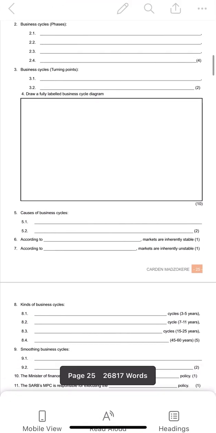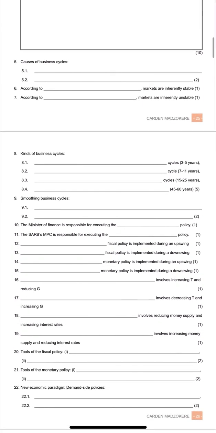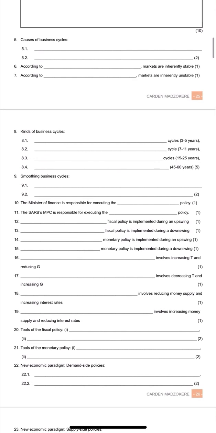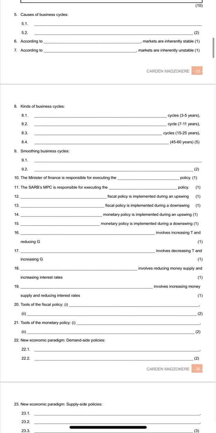So what are the turning points? That's your 3. And what causes business cycles? We have 2 causes. Then we have 2 schools of thought that we discuss. Who are they? And what does each one say in terms of what causes business cycles? That's your 6 and 7.